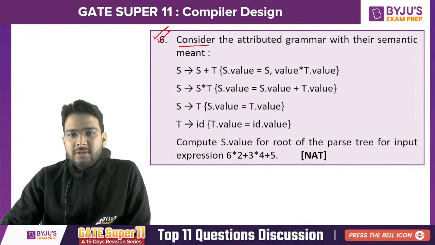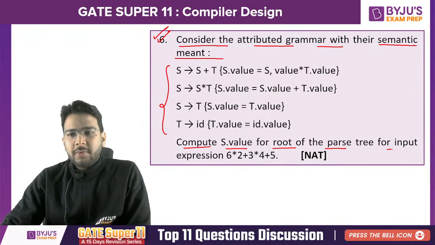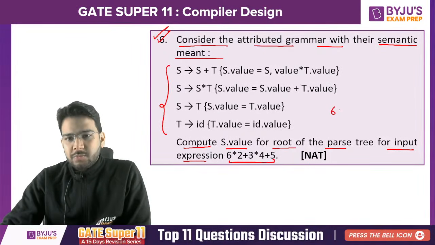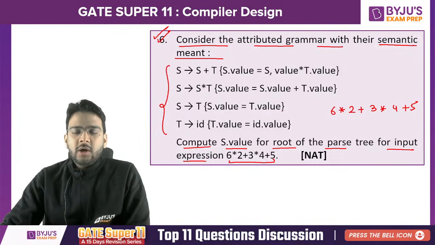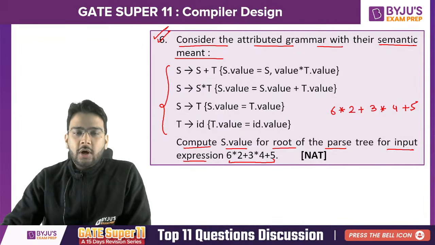Let's see now. Consider the attributed grammar with their semantic meaning. So here this is given to you, SDT. Compute S dot value for root for the parse tree for input expression, this one. Now this is the expression given to you: 6 star 2 plus 3 star 4 plus 5. Now without making a parse tree, you can answer this question easily. So what you have to do here, just see the associativity and the precedence of the operators. So if you see, here we have star, here we have plus.